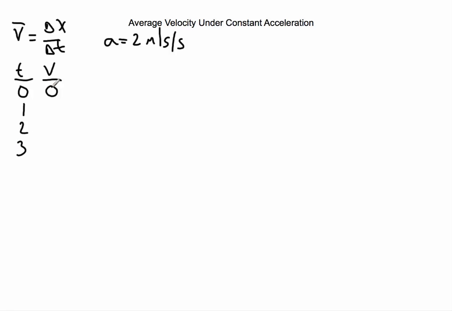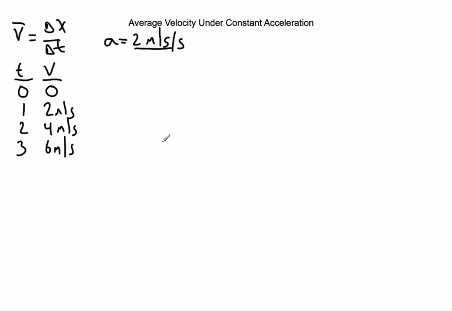At time 0, they're not moving. But at time 1 second, they are moving 2 meters per second faster than they were the previous second. So 2 meters per second. And then they again move 2 meters per second faster. So 4 meters per second. And then they move 2 meters per second faster than they did the previous second, or 6 meters per second.